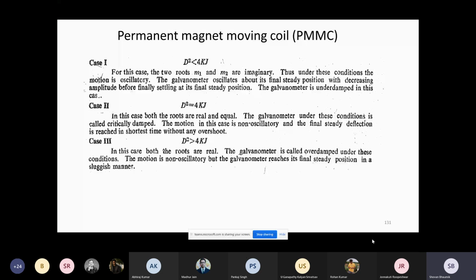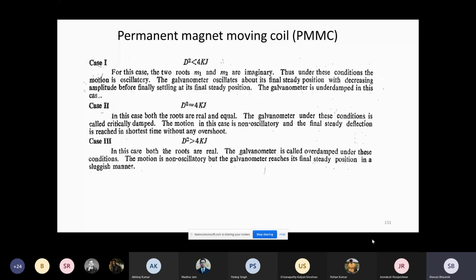As I have told you many times, generally we prefer an underdamped system. So m1 and m2 must be imaginary, and the damping coefficient would be somewhere between 0.6 and 0.7. In such cases we need to design d square to be less than 4kj. In such a case you will get this response.